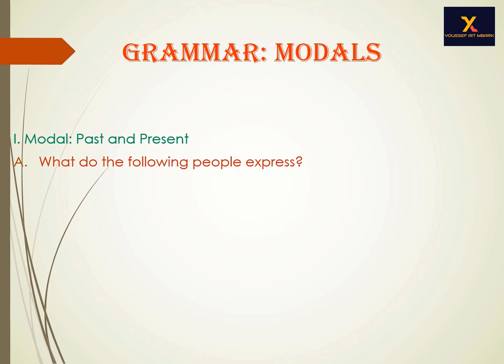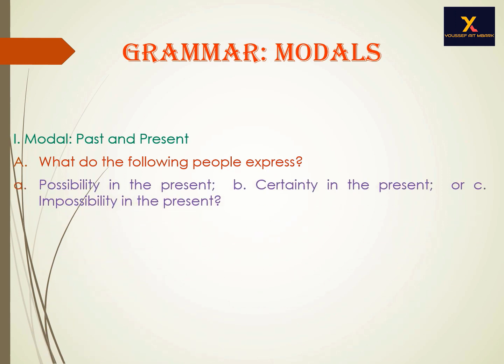What do the following people express? We have possibility in the present. Possibility means that something may or may not happen. We aren't sure. Certainty in the present. Certainty indicates that we are sure that something will happen. C. Impossibility in the present. Impossibility means that it is impossible that something will happen.